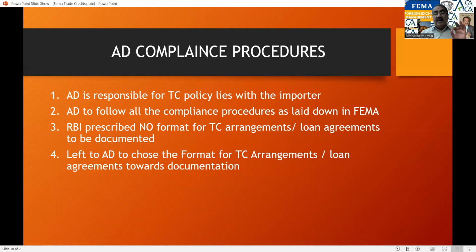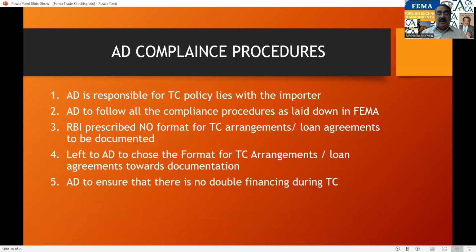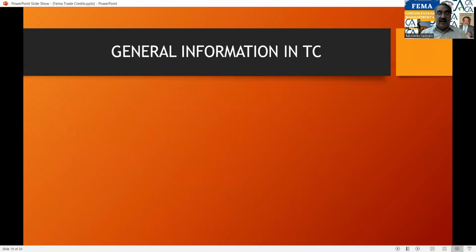So it is a very clear indication that Reserve Bank of India has not issued any prescribed format with reference to trade credit arrangement and loan agreements, and there is a duty of the authorized dealer to ensure that there is no double financing during the trade credit. So the banker should not give a separate loan for the same product, for the same capital goods, and the trade credit should not be given simultaneously. That means it is a duty of the authorized dealer to ensure that there is no double financing.